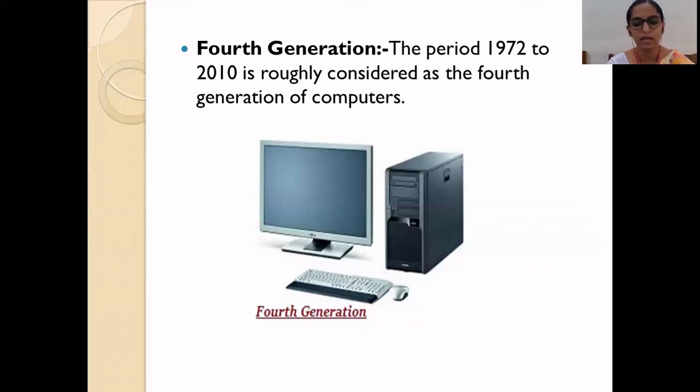Okay, the next feature is that the production cost of a fourth generation computer is very low as compared to the previous generations, so it became available to common people, everyone and everywhere. Okay, as compared to the third or earlier generations, the fourth generation computer is portable as well as easily available in the market. Okay, the next generation is the fifth generation computer.